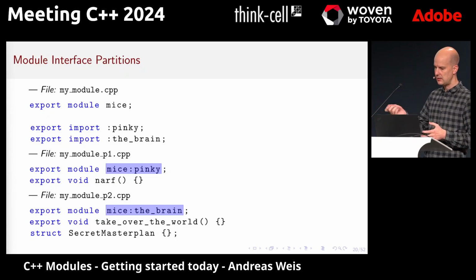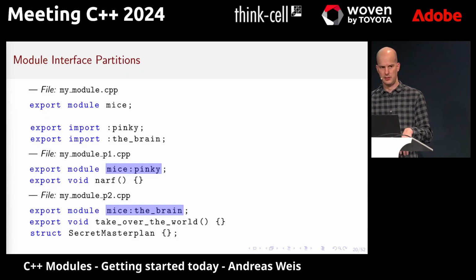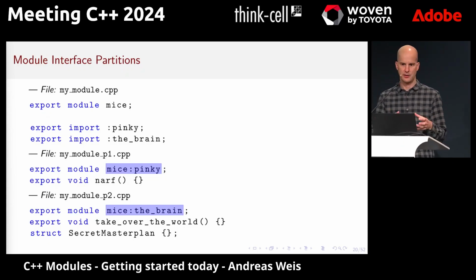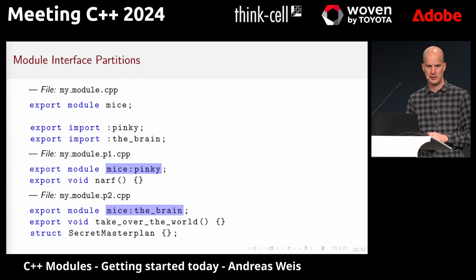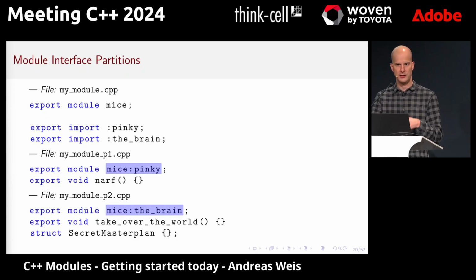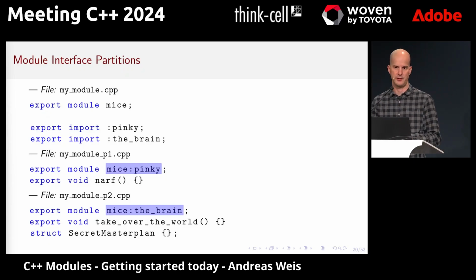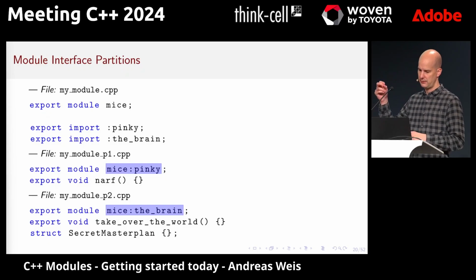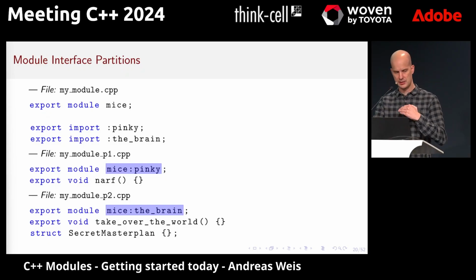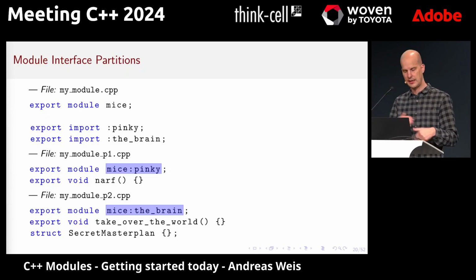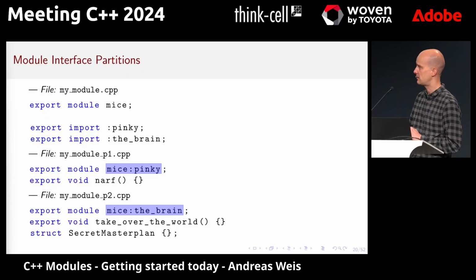So outside entities can only import the primary module interface, right? They can only import the mice module that is defined at the top, but they cannot import any of the individual partitions. So they will actually never be able to see that there is a secret master plan in there. But the individual partitions that belong to the same module can import each other, and to them, this will be visible.